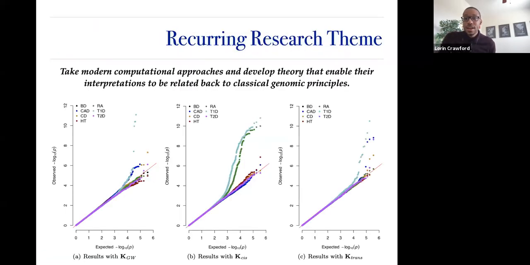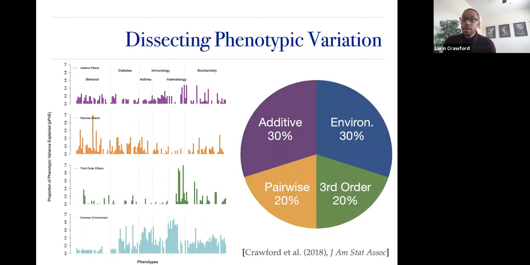Okay. And so for those who don't know a little bit of what I do, a recurring research theme for my group is I like to think about taking modern computational approaches and developing theory that enables their interpretations to be related back to classic genomic principles. And so how I like to describe this is, I'm not a statistician that builds really fancy hammers and then just looks for nails to hit. I actually really care about the specific nail that is the biological problem, and I build a specific hammer for that particular problem.